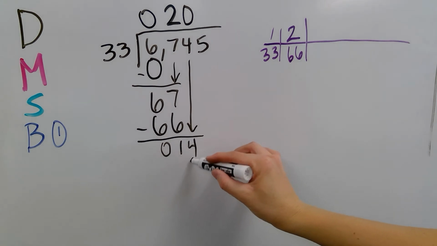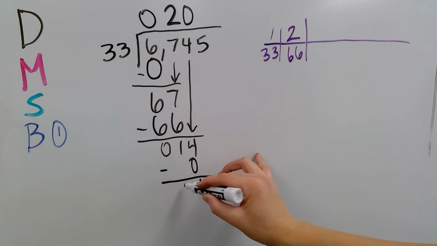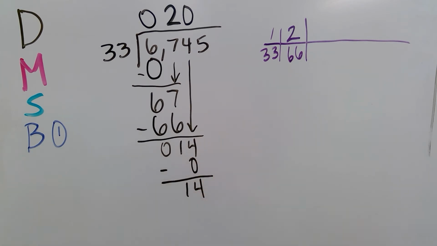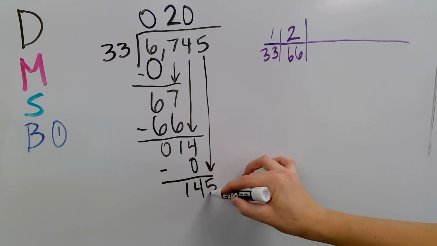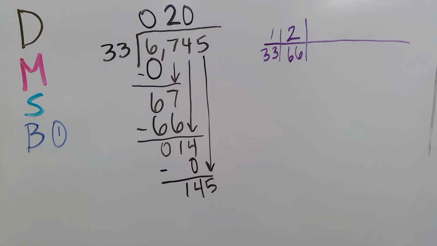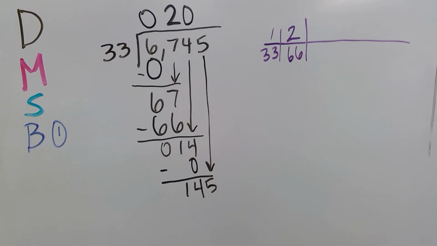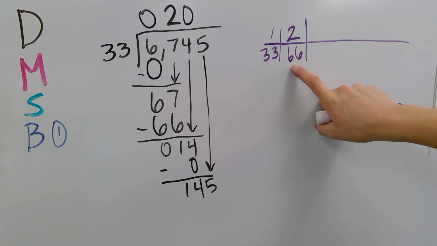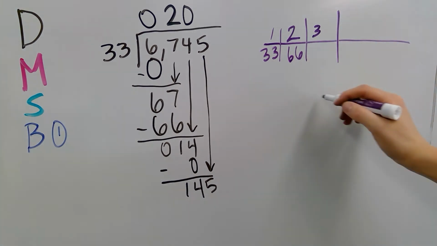0 times 33 is 0. Subtract. 4 minus 0 is 4. 1 minus nothing is 1. I just subtracted. Now I get to bring down. And because I brought one down, I have to start my process all over again. How many times can 33 go into 145 without going over? And I look at my multiples chart. I've got 33, 66. 66 isn't anywhere close enough, so I'm going to have to keep going.